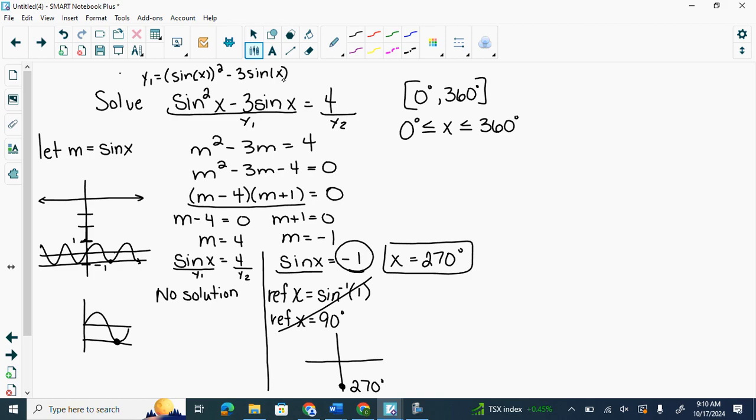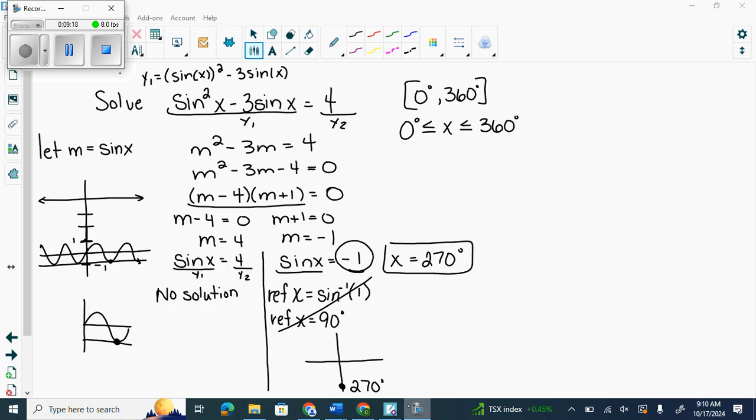Did you get 270? This is our only solution, and if we plugged it into here, this left side is going to equal 4. Correct? If I take 270 and I plug it back in, left side will be 4 because right side is 4. And they'll match and we'll know we're right. We're just solving trig instead of solving like a quadratic.